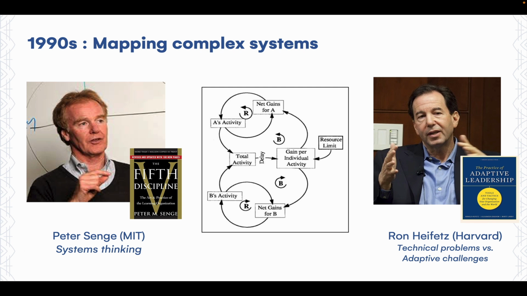Another great step forward in complex problem solving was the rise of systems thinking in the 1980s and 1990s. We see here two great pioneers in the use of systems thinking in organizations, Peter Senge from MIT and Professor Ron Heifetz of Harvard. And in later modules, we're going to be exploring their techniques of mapping systems.